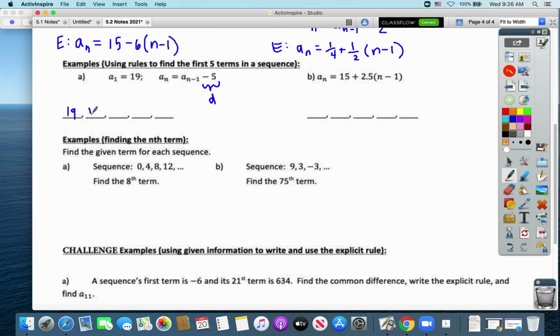19 minus 5 is 14. Minus 5 is 9. Minus 5 is 4. And minus 5 is -1. And we're done. This one, there's two things we could do.